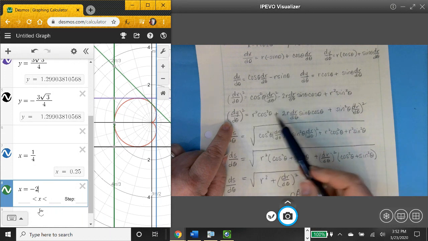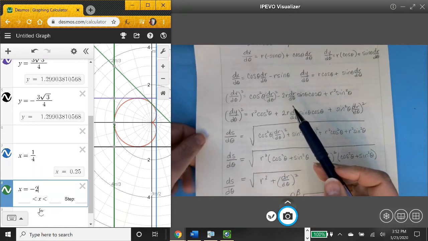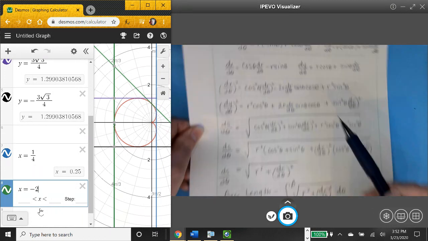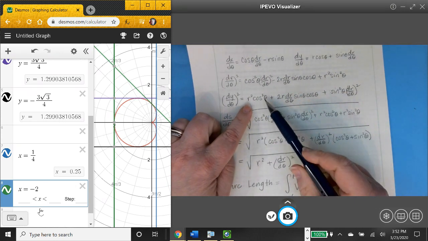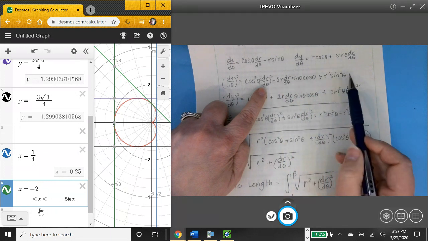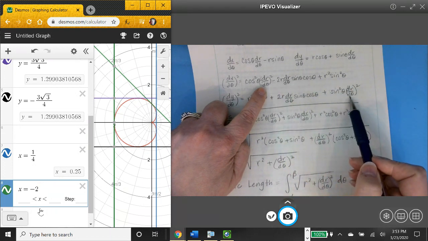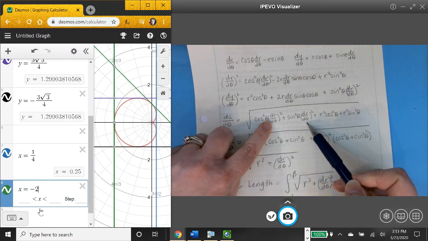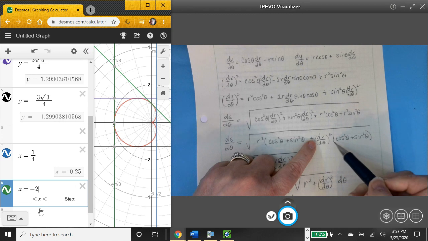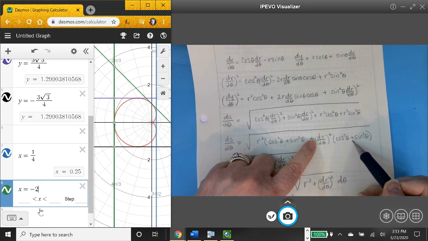And then I added them together because that's what we have to do in this nice, lovely square root here. When I add them together, I congregated the ones that had dr d theta together. See how these have dr d theta squared? So here we go. I put them together because I knew I was going to factor out the dr d theta squared, right? And then I get cosine squared plus sine squared, which we know is wonderfully 1.